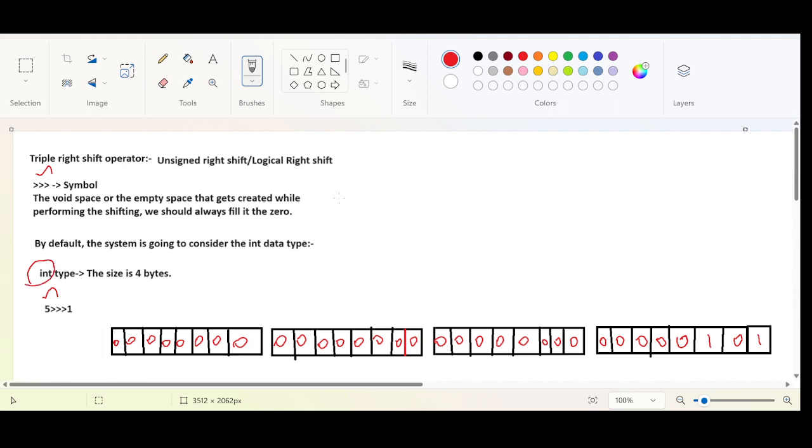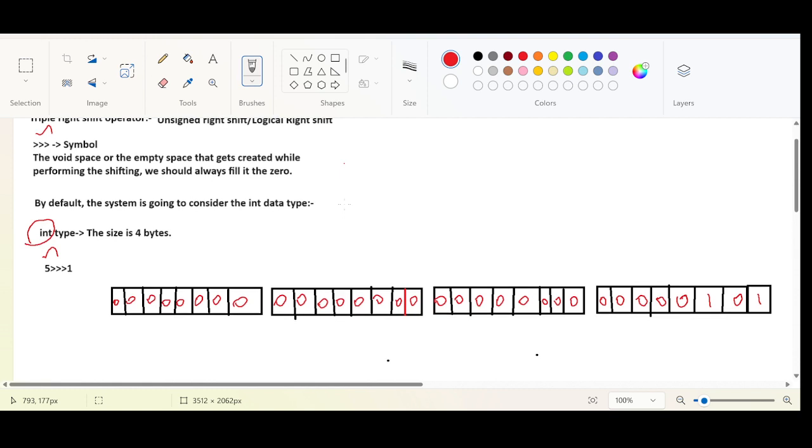And how will the integer data type be represented inside the system? Every data type has some memory allocation. For the integer data type, the size is already given as 4 bytes, and 1 byte is a collection of 8 bits. So 4 bytes is a collection of 32 bits. Each block is representing 1 byte, and inside each byte I have created 8 spaces, and each space is representing 1 bit. As simple as that.